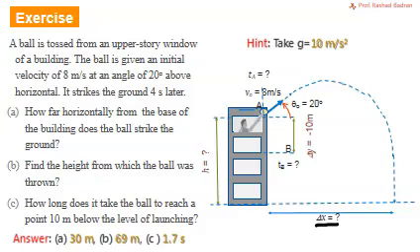And the question about how long it takes the ball to reach a point 10 meters below the level of the thrower. To find that also, we are expecting a different time, because the ball is going to go up and then going down until it reaches B. So we are expecting a time different from the previous example. And the answers in every part are given here.